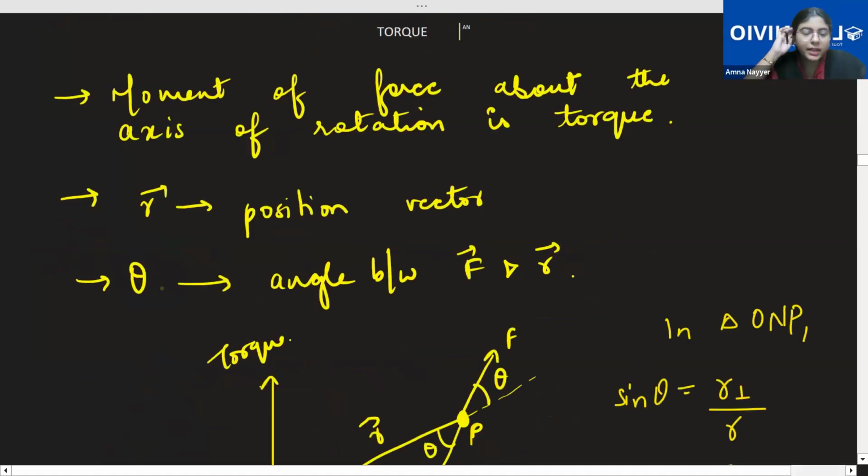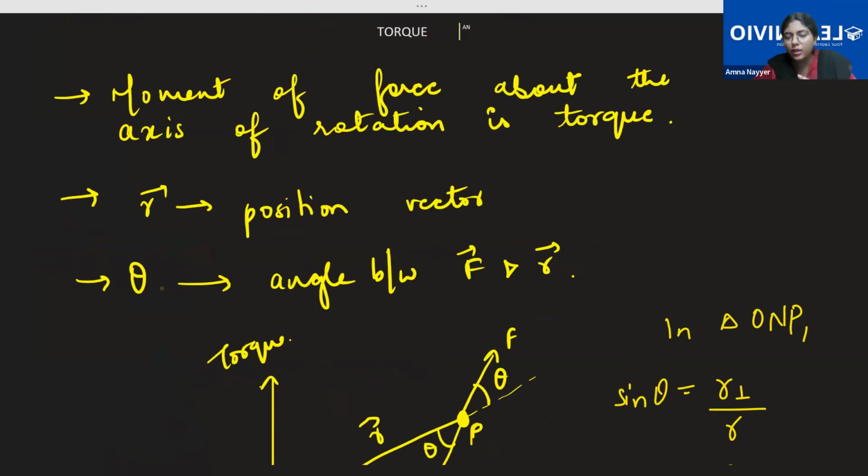Let's come to the next topic, torque. The way we've studied linear displacement, angular displacement, linear velocity, angular velocity, and all, the force's analog in rotational motion is torque. Moment of force about the axis of rotation is torque.